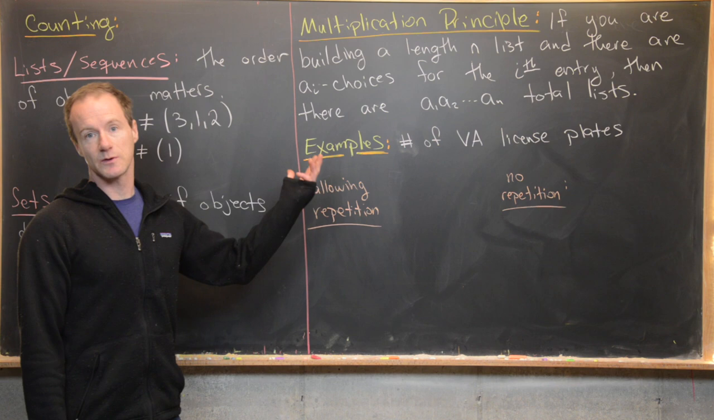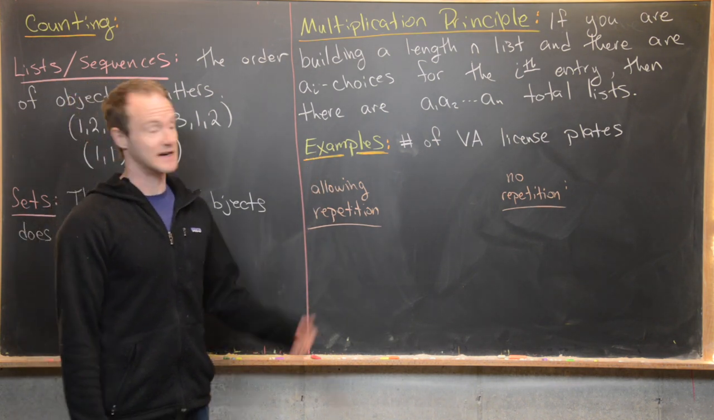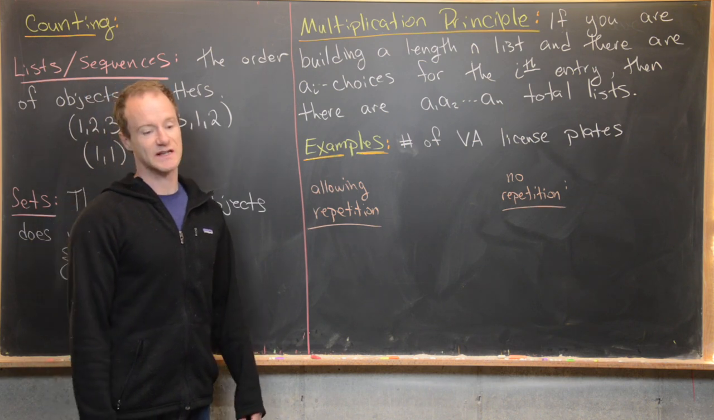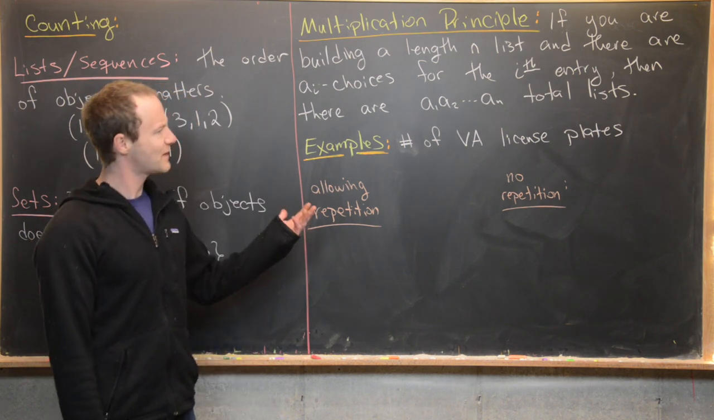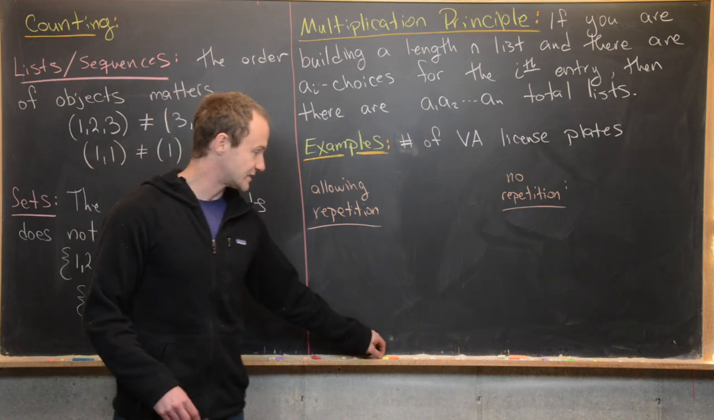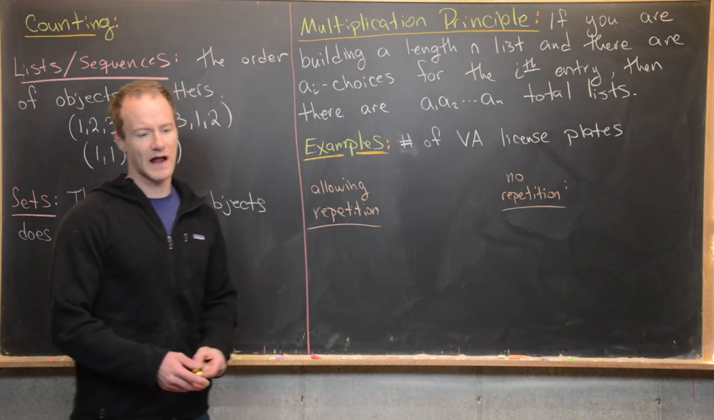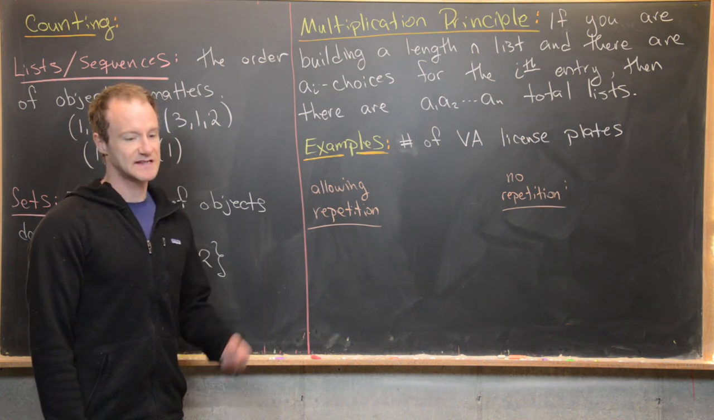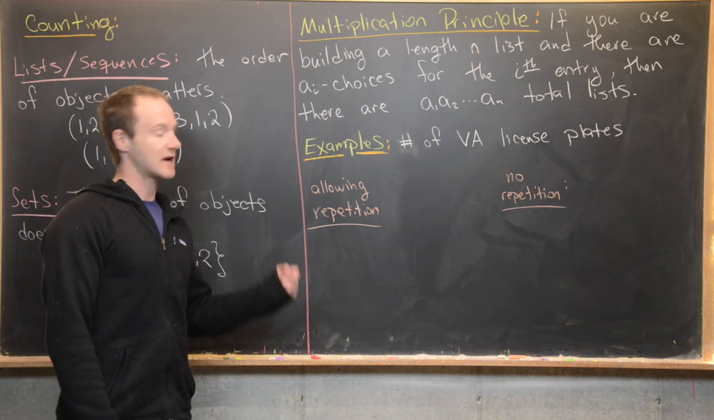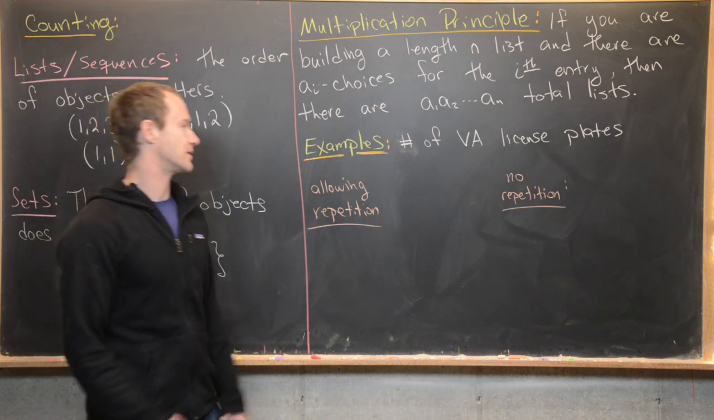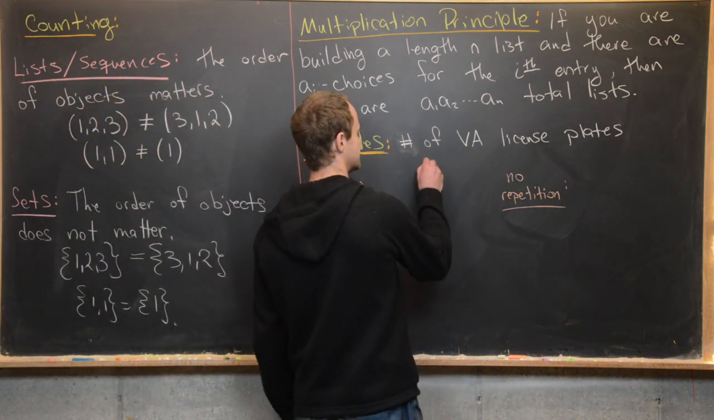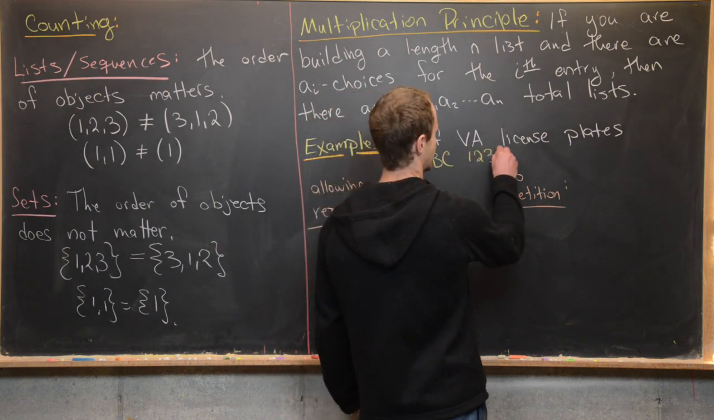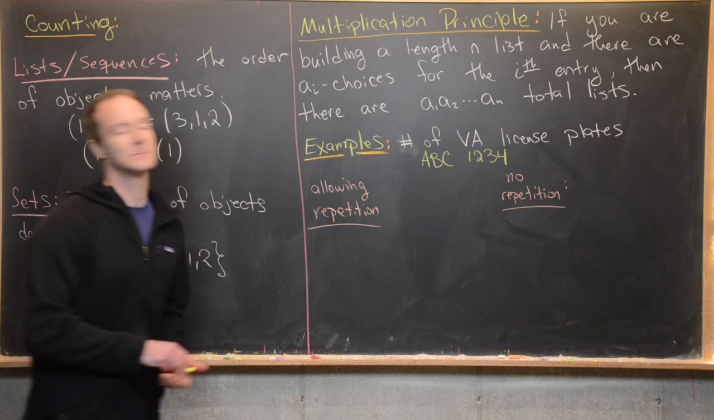So here's an example. I'm in the state of Virginia in the United States, so let's do an example on the number of Virginia license plates. Before we dive into it, let's point out the standard format of a Virginia license plate. The standard format goes letter, letter, letter, number, number, number, number. So I'll just write that like this: A, B, C, 1, 2, 3, 4.